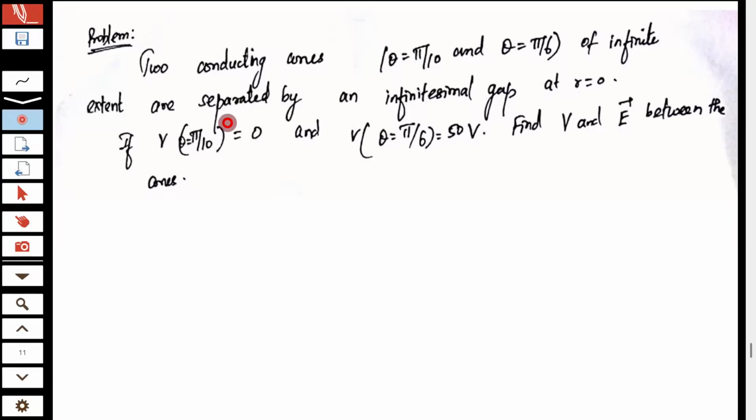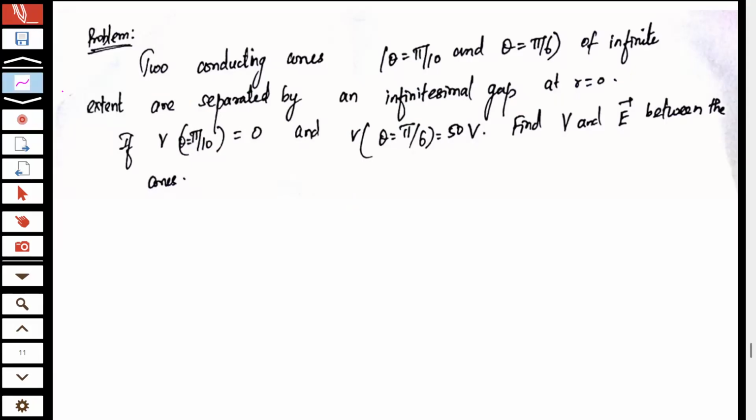Hello everyone. In this video, we'll be solving a numerical problem based on the boundary value solution to Laplace equation. The given question says two conducting cones are given and the two are of infinite extent, separated by an infinitely small gap at r equal to 0.